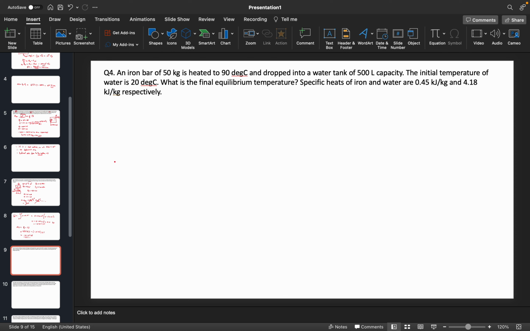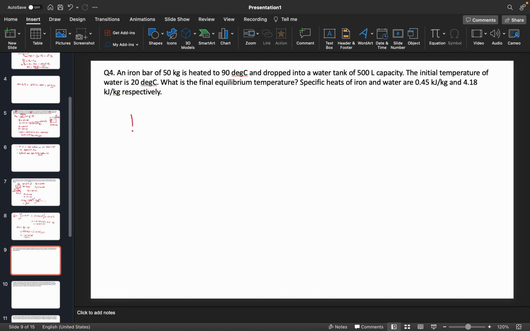So next question: an iron bar of 50 kg is heated to 90 degrees Celsius, and then it is dropped into a water tank of 500 liter capacity. The initial temperature of water is 20 degrees Celsius. What is the final equilibrium temperature? You are given the specific heats of iron and water as 0.45 kilojoule per kg and 4.18 kilojoule per kg.